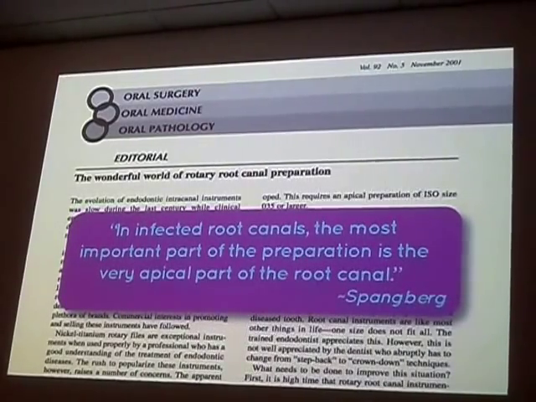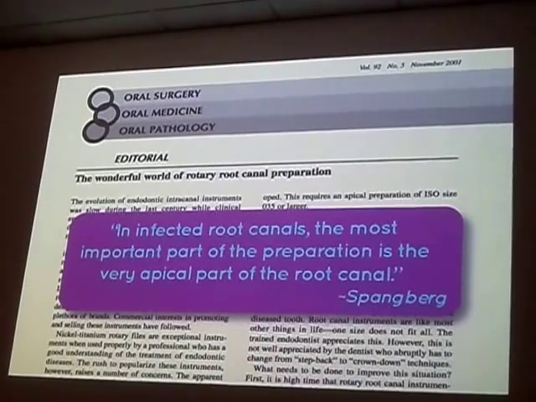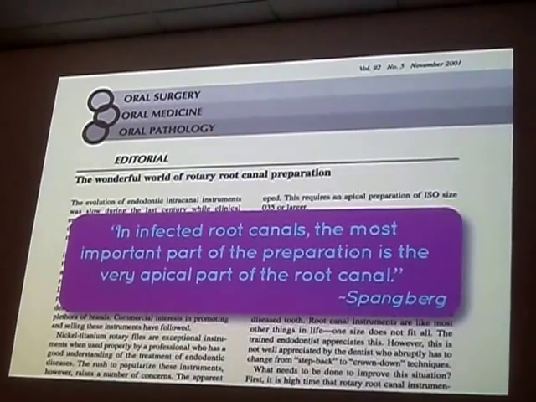And perhaps with new technologies like rotary endodontics, we're not focusing as much on the apical part of the tooth.